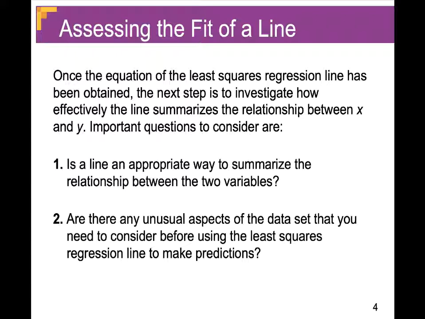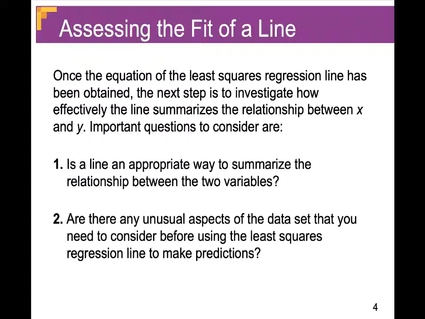So once you have the equation of the least squares regression line, probably through software, the next step is for you to look at how effectively the line really summarizes the relationship between x and y. First, is the line even an appropriate way to summarize the relationship? Should you have done something more sophisticated that's beyond the scope of this class? Are there any unusual aspects in the data set that you need to consider before using the least squares regression line to make predictions? Are there some outliers?